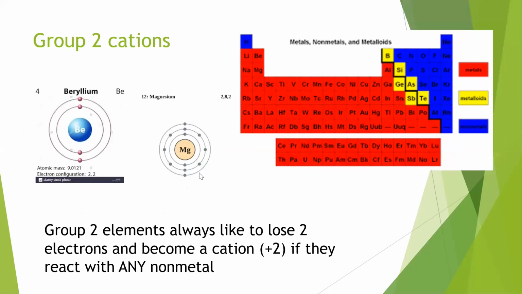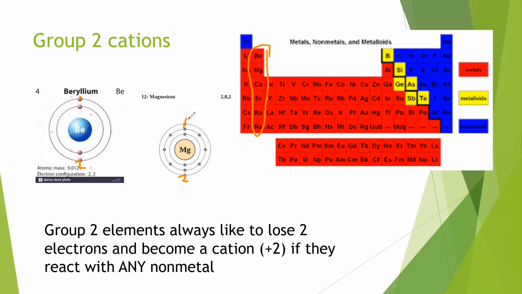So group 2, that's the group right over here. It's similar to group 1, but in this case, it has 2 electrons in the outermost shell, and this magnesium also has 2. So it can donate 2 electrons to be stable. It'll rather donate 2 electrons because it's easier to donate 2 electrons to get stable than to gain 6 to become stable. So they'll always choose the easier path.